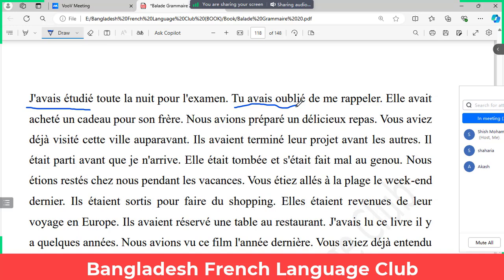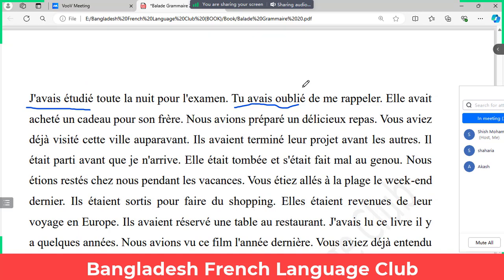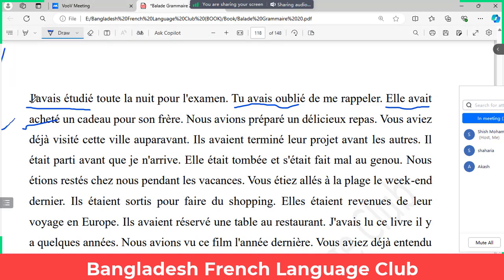Oublié means forget. So you had forgotten. Okay, then elle avait acheté. Elle avait acheté means? Acheté means buy. She bought. No, she had bought. Sorry. She had bought, right?